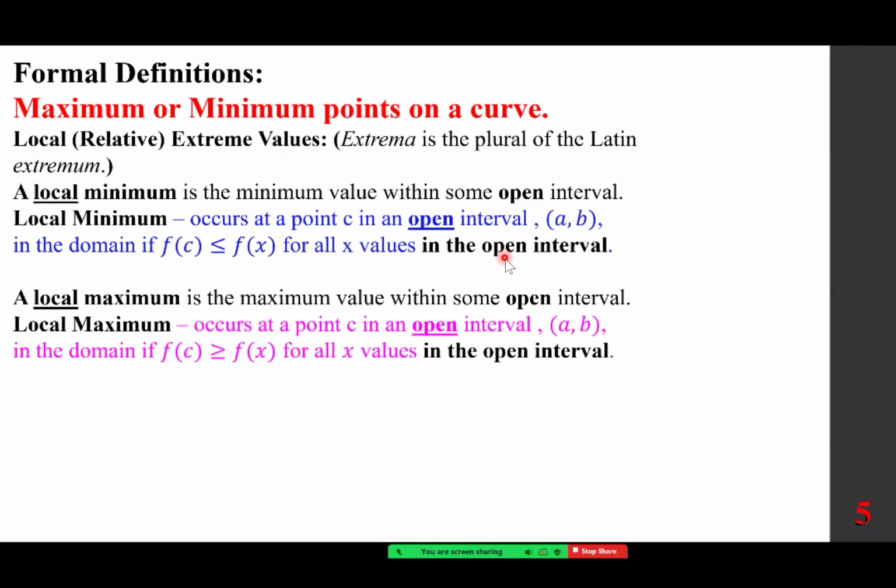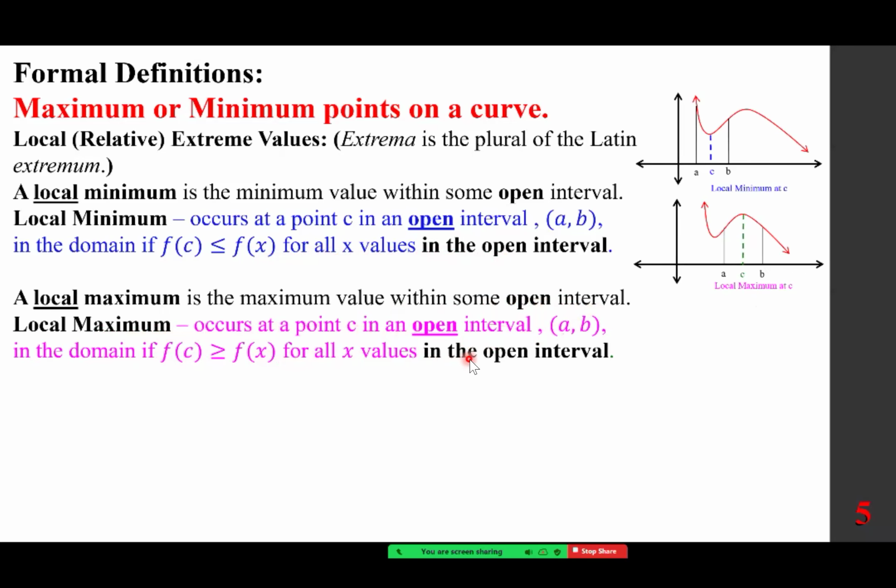A local maximum is the maximum value within some open interval. Local maximum occurs at the point C in an open interval A to B in the domain if f of c is greater than or equal to f of x for all x values in the open interval. So what are we talking about? Peaks and valleys. Peaks, local max, valleys, local min. That's all we are saying.